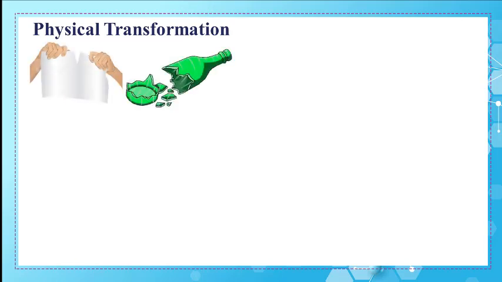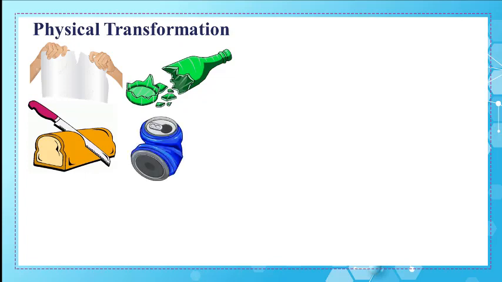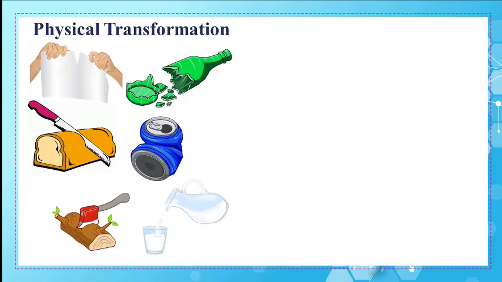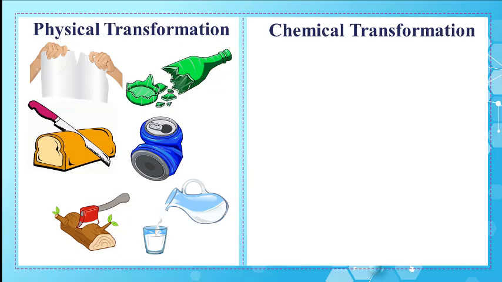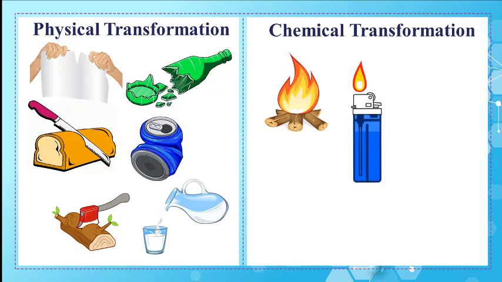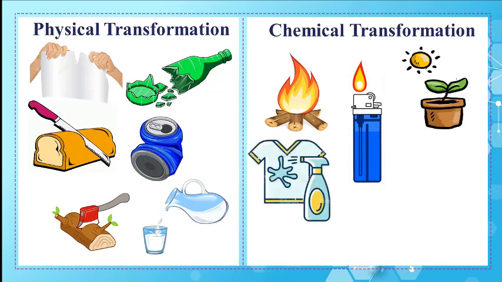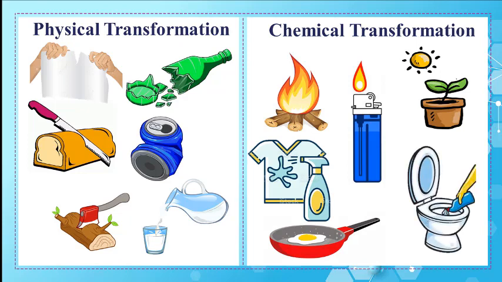Let's take more examples having physical transformation. Tearing of a paper, breaking of a glass bottle, slicing a cake, deforming a can, cutting a log, pouring milk. Other examples having chemical transformation: burning of wood, combustion of butane gas, photosynthesis, removing an oily spot by detergent, frying an egg, using bleaches for toilets.